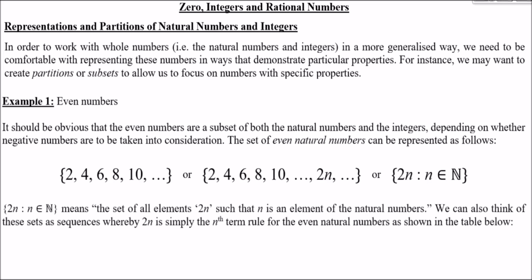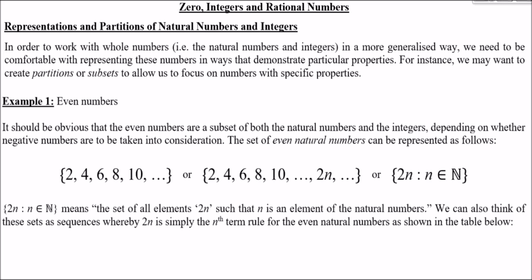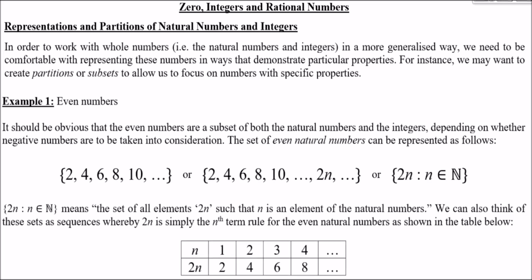So just to say again what I've explained, 2n colon n is an element of the natural numbers just means the set of all elements 2n such that n is an element of the natural numbers. So we can also think of these sets as sequences whereby 2n is just the nth term rule for the even natural numbers. Going back to the nth term rule from GCSE, we can even illustrate it in a table like the one below. Looking at this here, we'd have the following. So n goes 1, 2, 3, 4, and 2n is just double n in all cases.